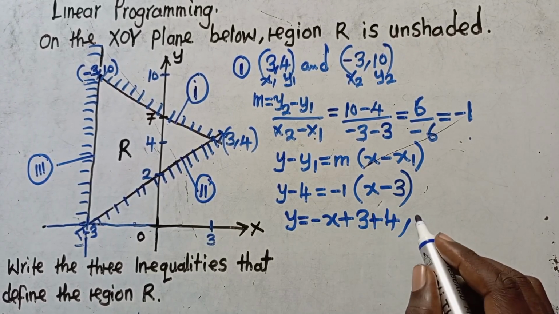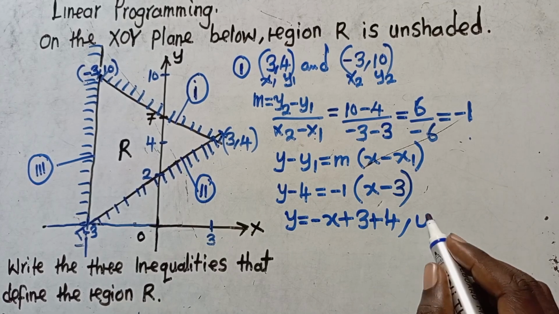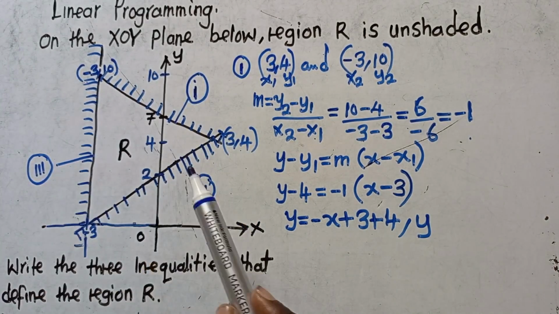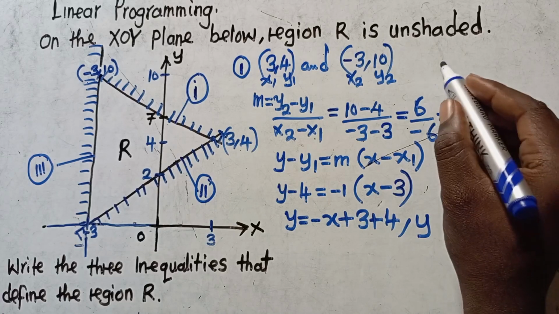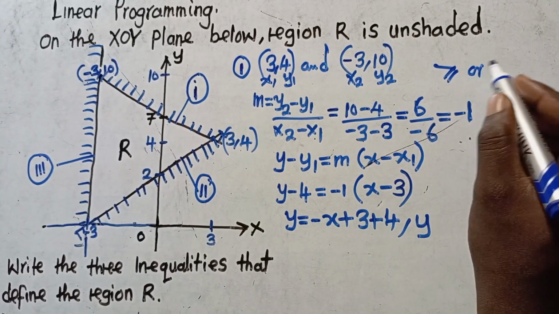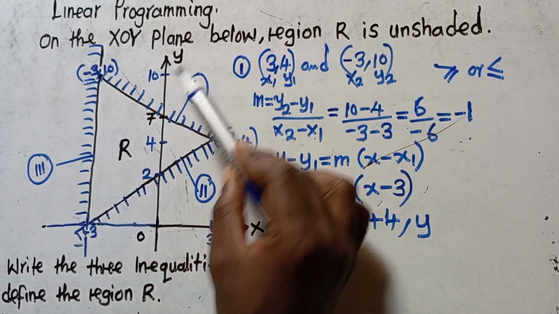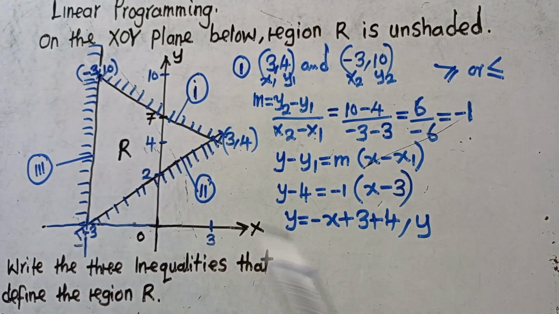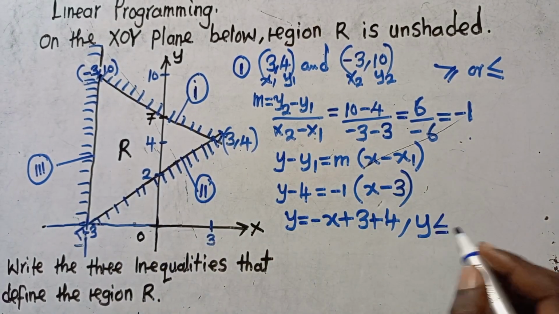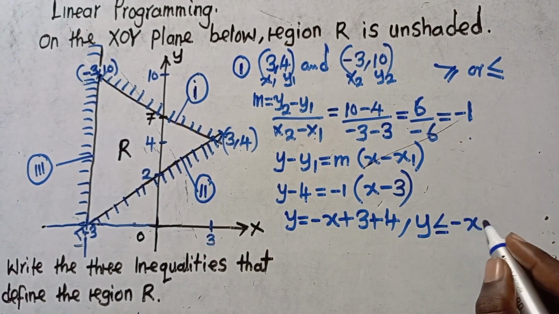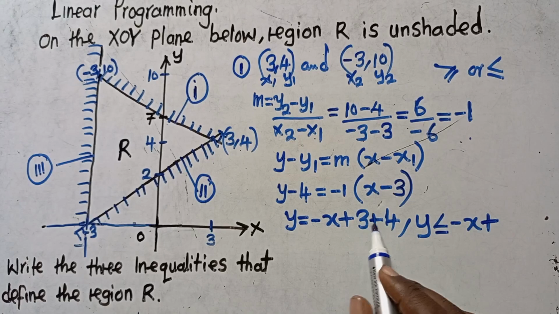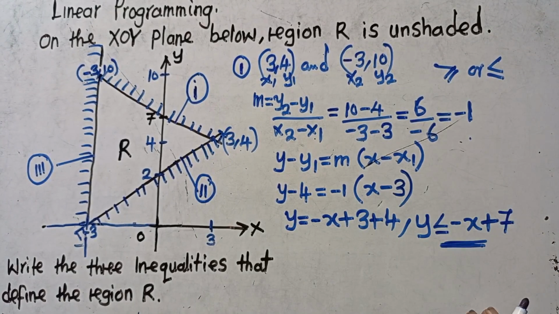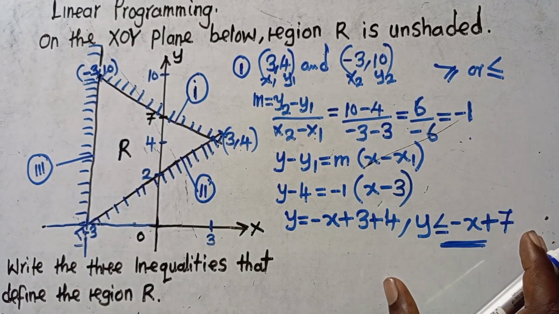Then finally, the inequality now is y. We look at this inequality. This is a solid line. Since it is a solid line, we are going to use the one with equals. They have shaded the upper part, the greater part, so we take the lesser part. So it is y less than or equal to -x plus what? 3 plus 4, that is 7. So write 7 as the answer. So that is the first answer.